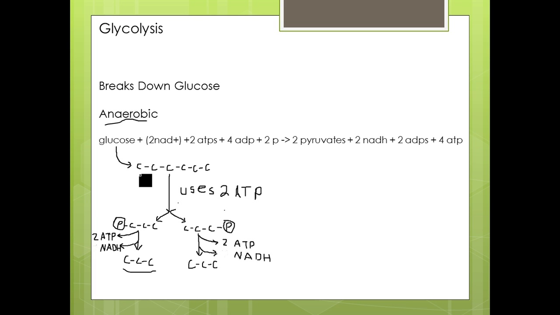Glucose is a 6-carbon molecule, and it starts out by using 2 ATP. It then splits the 6-carbon into 2 phosphate groups of 3-carbon molecules, and then it produces a pyruvate group down here, 2 pyruvate groups, and from that it produces 2 ATP and 1 NADH, and in all that's 4 ATP and 2 NADH.